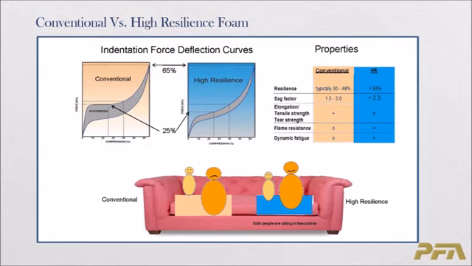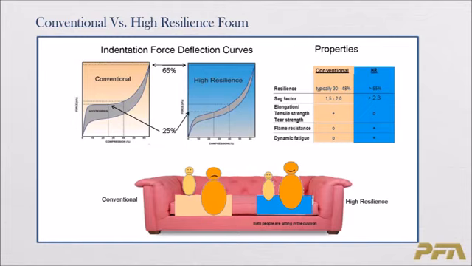What I want to do is try to explain a little bit of the differences between conventional, high resiliency, and memory foam. An HR foam, high resiliency, as the name implies, has very high resiliency, greater than 55%, compared to conventional foam, which has a lower resiliency. But also more important, and why it's good for seating applications, is what's called the sag factor.